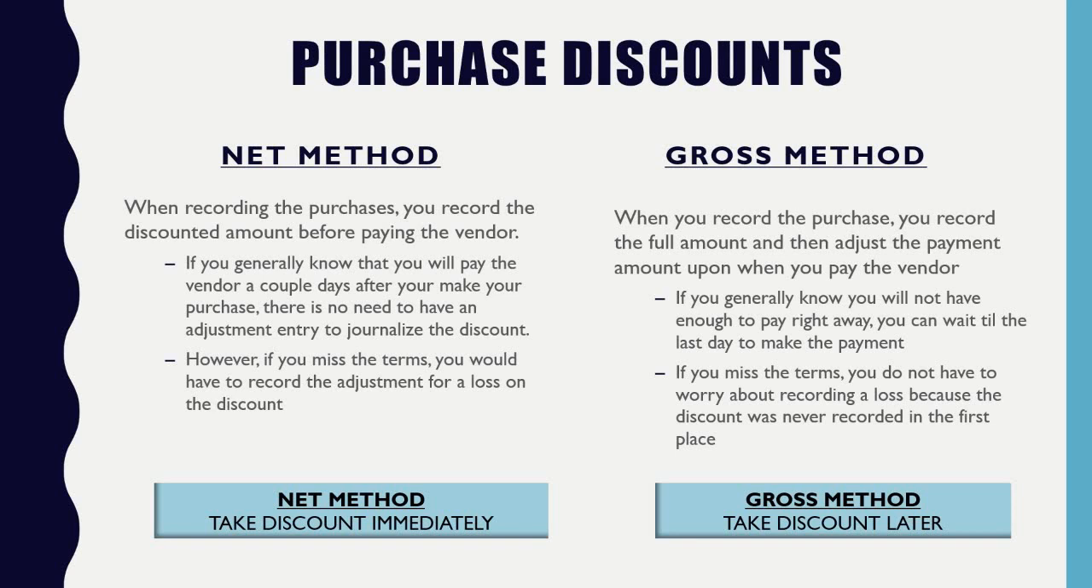Your net method is going to have you record the purchase after the discount, okay? While your gross is you're recording it and then you take the discount when you pay, so you record the discount actually later. So that's the idea here, right? Net means now, take the discount now. Gross means take the discount later, okay?